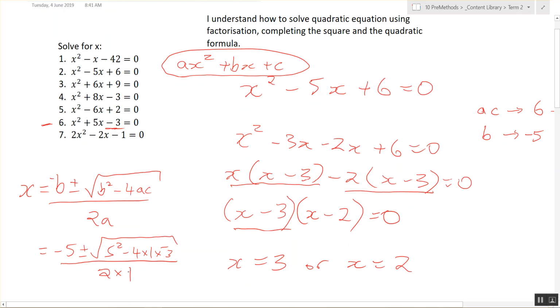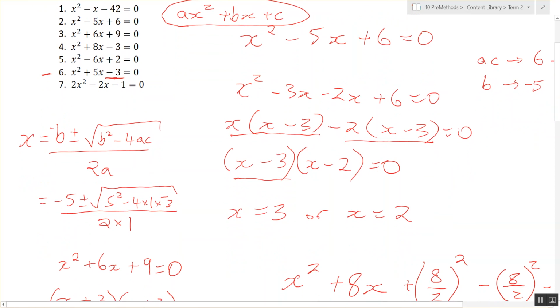Okay? Now, the thing you're going to get wrong is not doing the negatives properly. So that's my warning to you. Make sure you do the negatives properly. So that stays negative 5 plus or minus 5 squared is what? 25 minus 4 times 1 times negative 3. What's that? Positive 12. Does everyone see that? Negative 4 times 1 times negative 3 is plus 12.